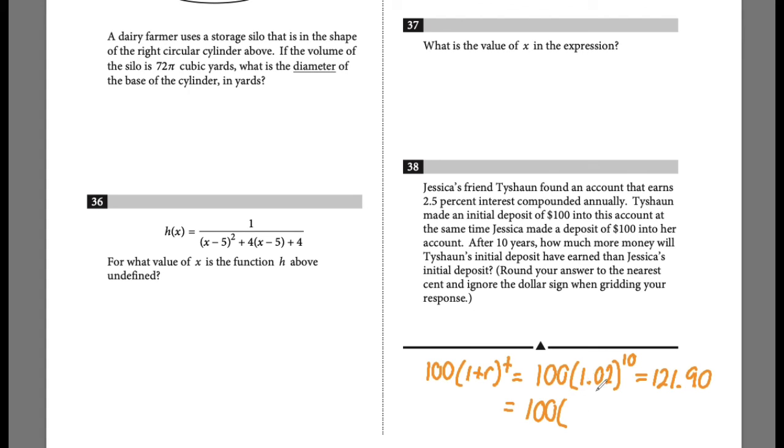In order to find how much Tyshawn would have earned, instead of 2%, we need to use 2.5%. So instead of 1.02, this is going to be 1.025 raised to the power of 10. And after 10 years, this investment would be $128 and 1 cent. So the difference between these two amounts is going to be $6.11.